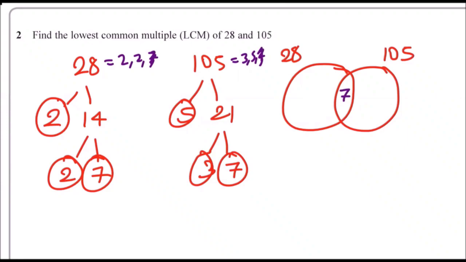28 also has 2 sets of 2, so 2 times 2, we can just write 2 squared. And 105 has a 3 and a 5. Now, to calculate the LCM, it's literally the product of every number you see inside.